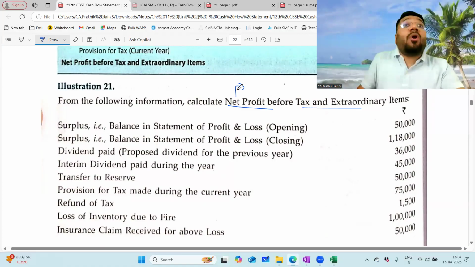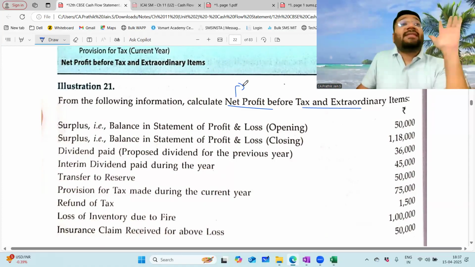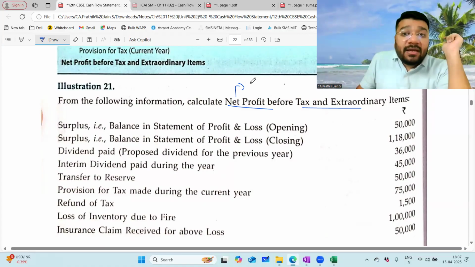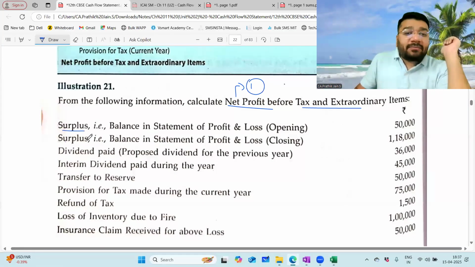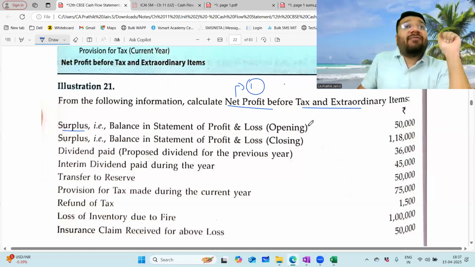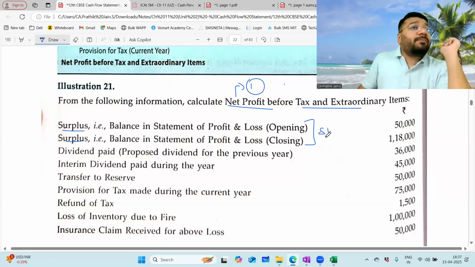Cash flow from operating activity. In cash flow from operating activity, how many segments are there? 5 segments. Out of that, which segment is this? This is segment 1. Now, surplus is given. Surplus opening and closing will affect which segment of the cash flow from operating activity? So this will affect segment 1.